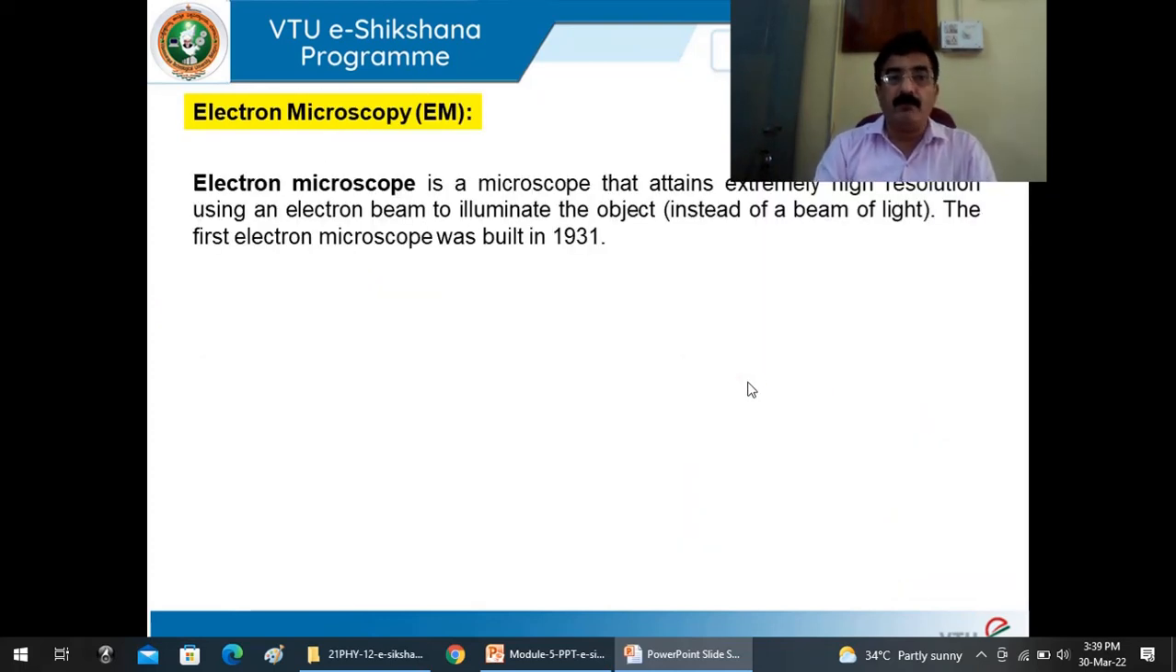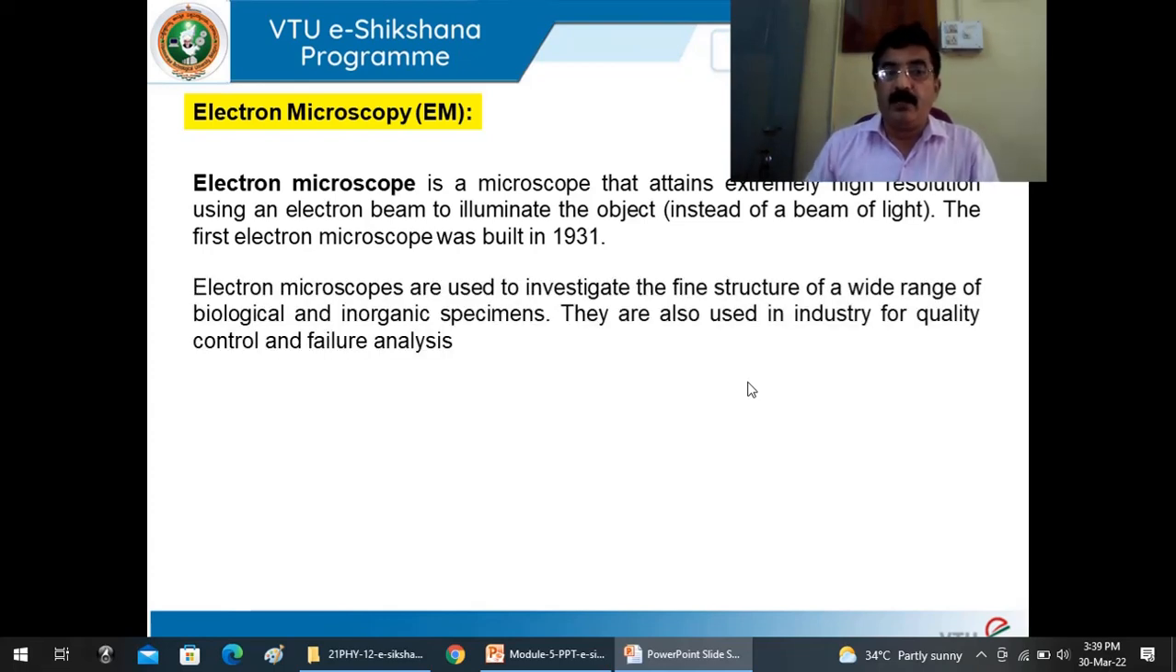Coming to electron microscope. Electron microscope is a microscope that attains highest resolution using electron beam to illuminate the object. So the resolution is the main criteria, main advantage of electron microscope. It was designed in 1931. Electron microscopes are used to investigate the fine structure of a wide range of biological and inorganic specimens. They are also used in industry for quality control and failure analysis.